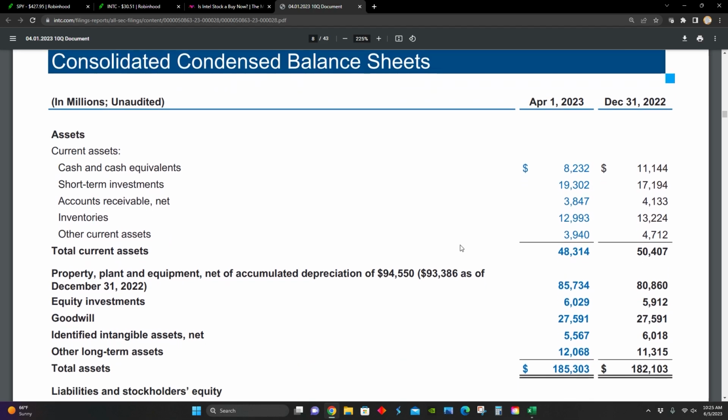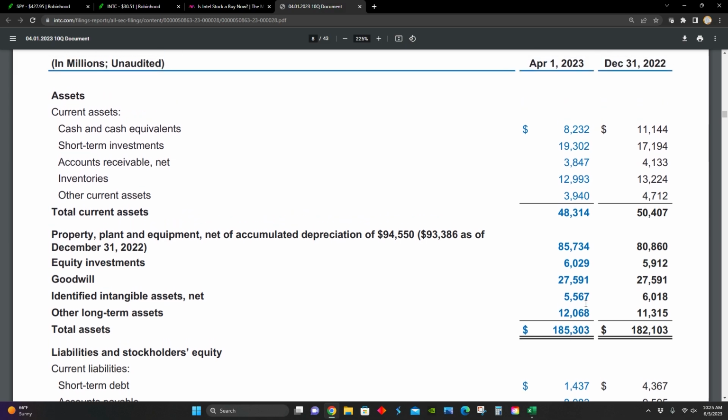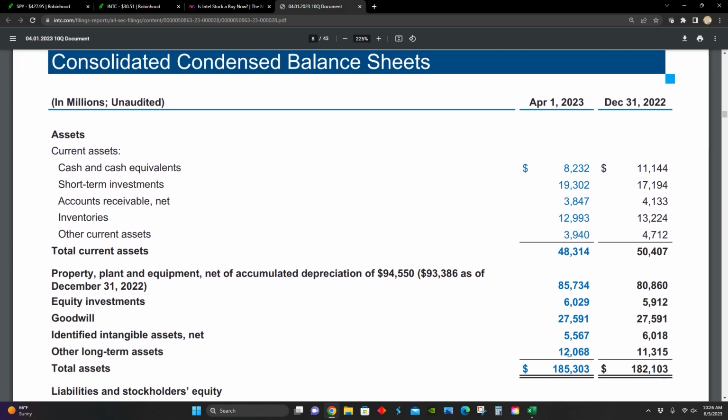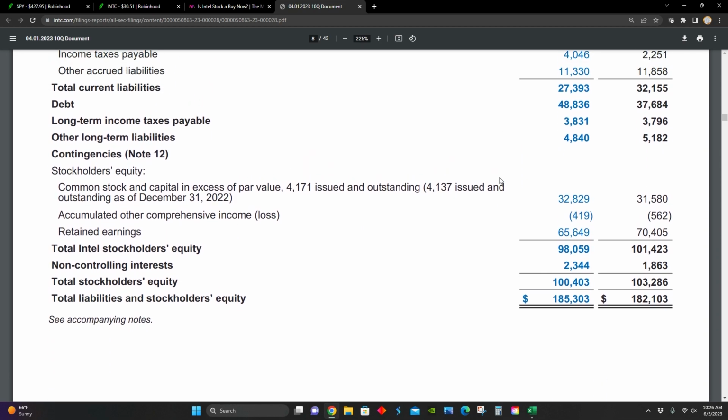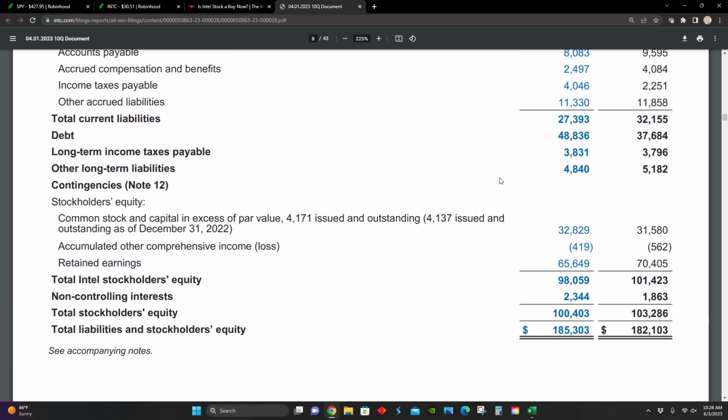Then right here in their balance sheet, total assets are up from 182 billion to 185 billion from December 31st to April 1st. We can see most of their business is financed by equity. They have $100 billion of equity, and of that, they have $65 billion of retained earnings, which is a declining balance from $70 billion in December.